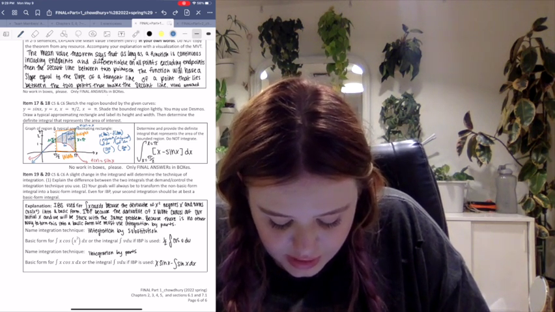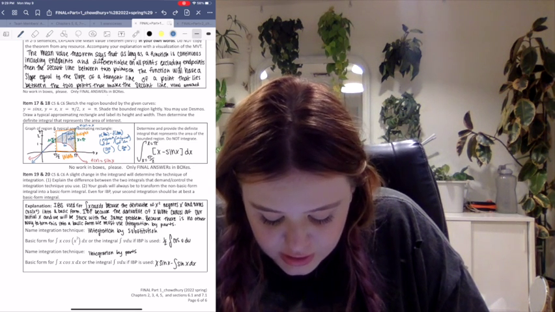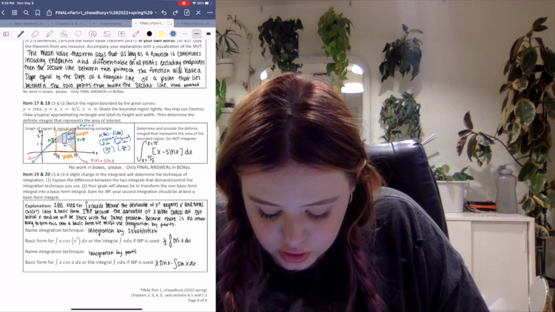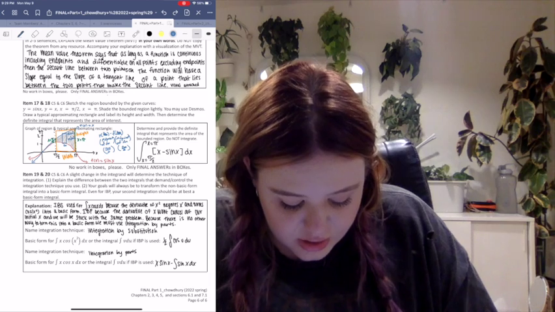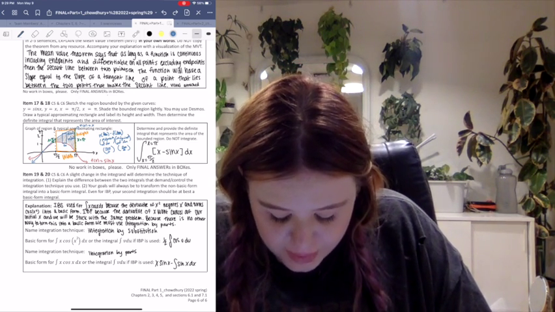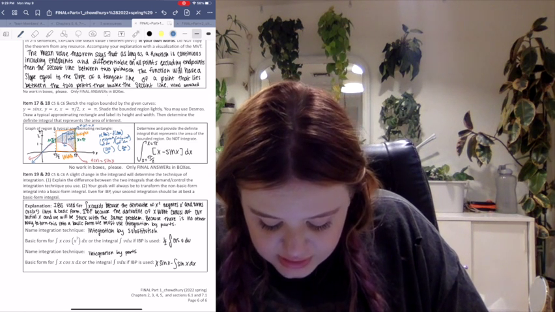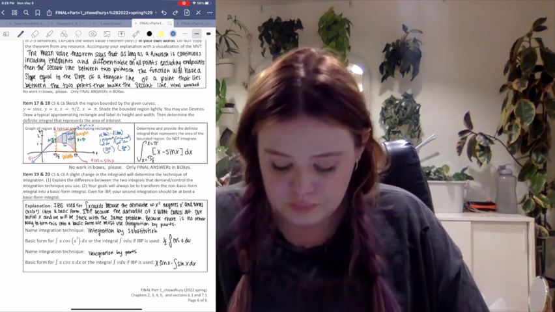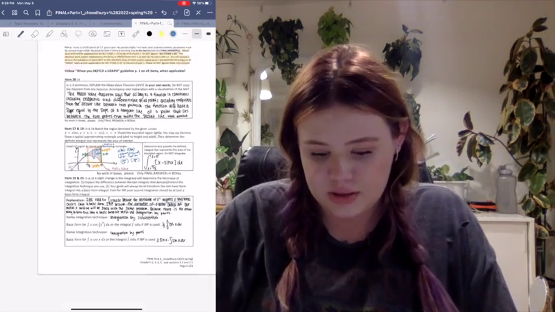And the basic form of it is 1/2 integral cosine u du. And then the name of the integration technique for x cosine x is integration by parts, and it gets you to the integral x sine x minus integral sine x dx. So I'll show you our work for that, because me just saying that means nothing.